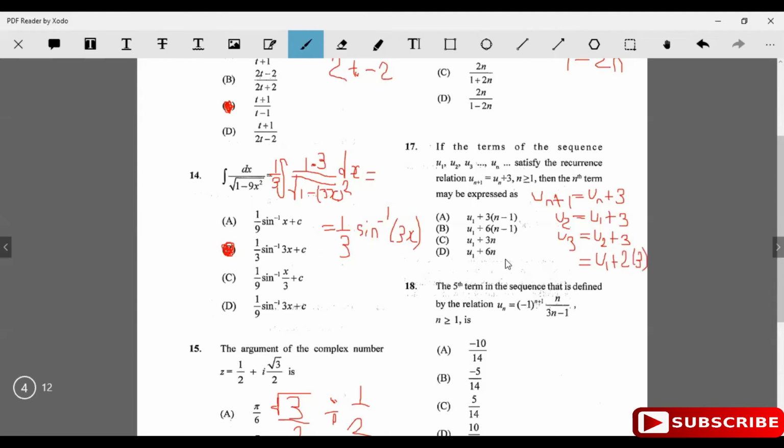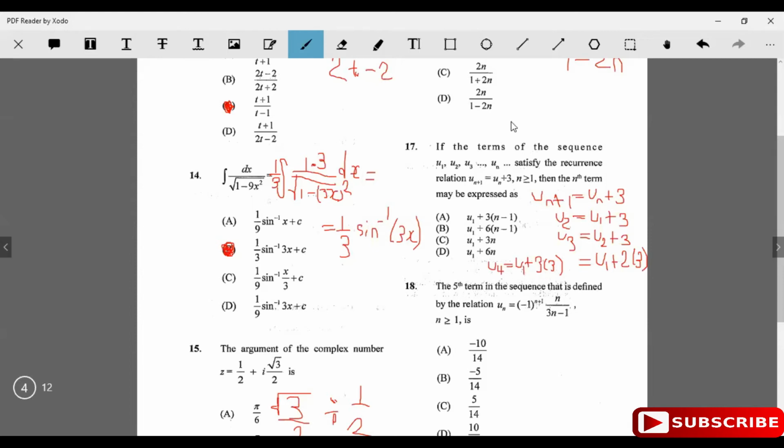That's going to be u3. Likewise, u4 is going to be equal to u1 plus 3 times 3. Catch a pattern: u2 is just u1 plus 1 times 3, u3 is u1 plus 2 times 3, u4 is u1 plus 3 times 3.